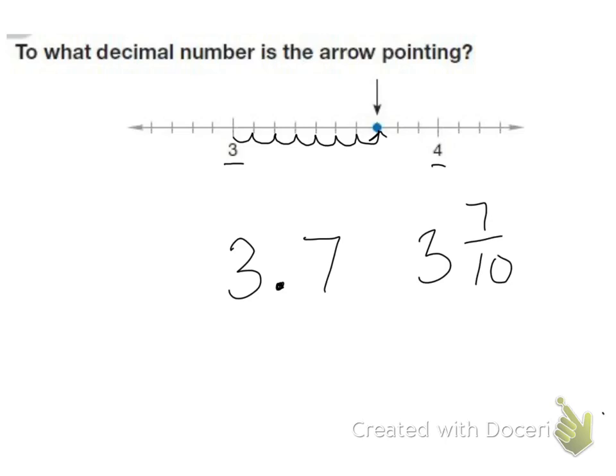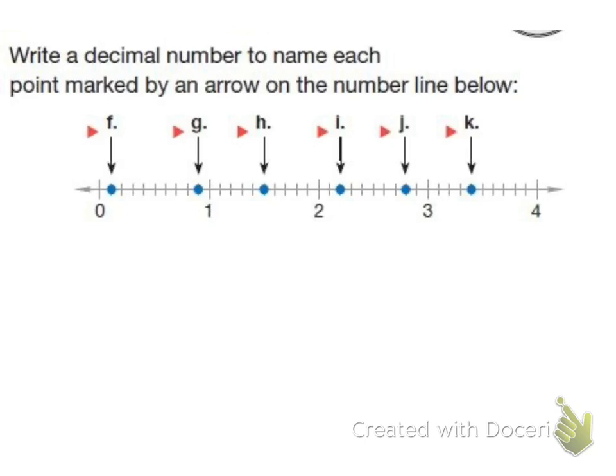Okay. Let's practice with this one. We want to write a decimal number to name each point marked by an arrow. So for F, it's 1 segment after 0. So I know this has to be 0.1 because it's 0 and then 1 segment. G is 1, 2, 3, 4, 5, 6, 7, 8, 9. So G would be 0.9.